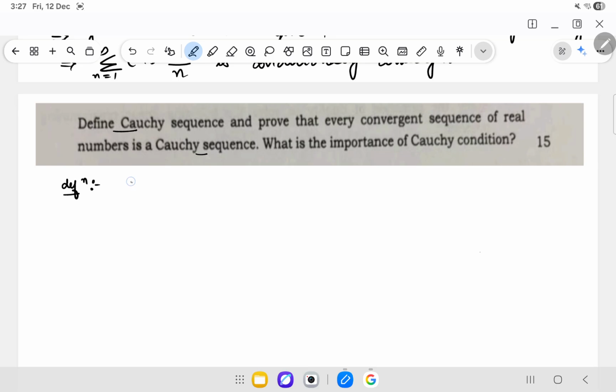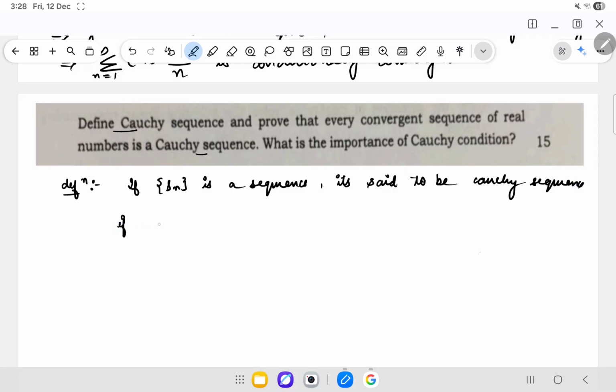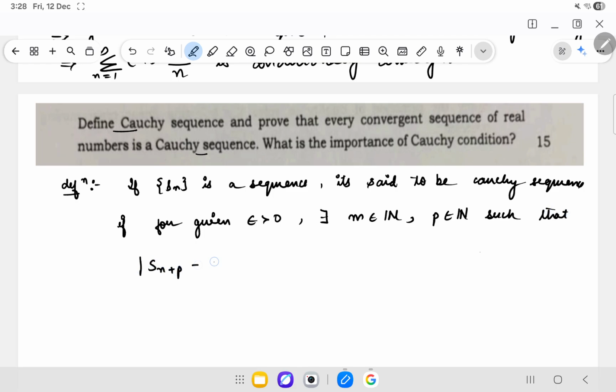So the definition is, if Sn is a sequence, it is said to be a Cauchy sequence if for a given epsilon greater than 0, there exists m belonging to natural numbers and p belonging to natural numbers such that the absolute value of Sn plus p minus Sn is less than epsilon whenever n is greater than or equal to m and for all p greater than or equal to 1.